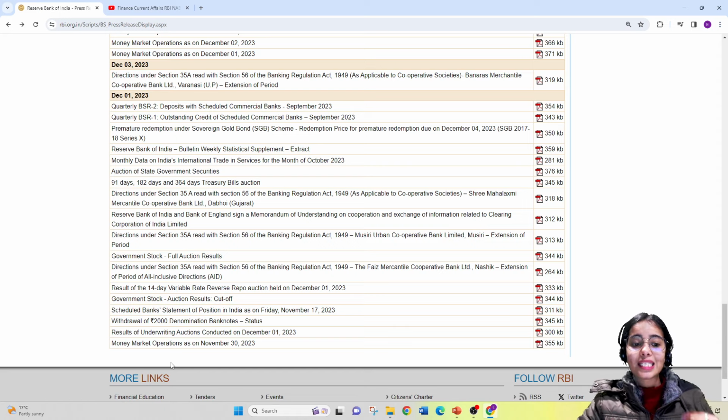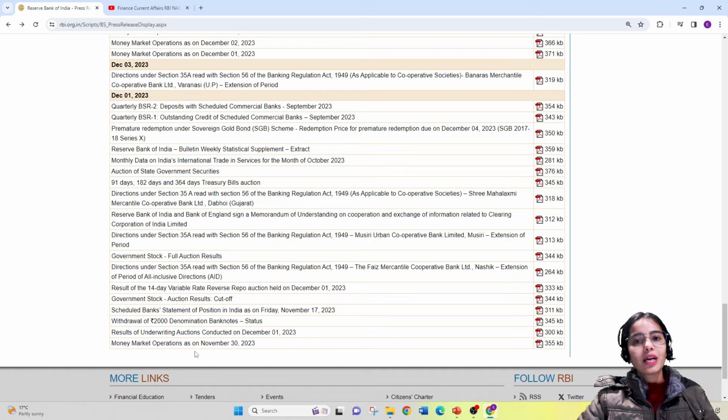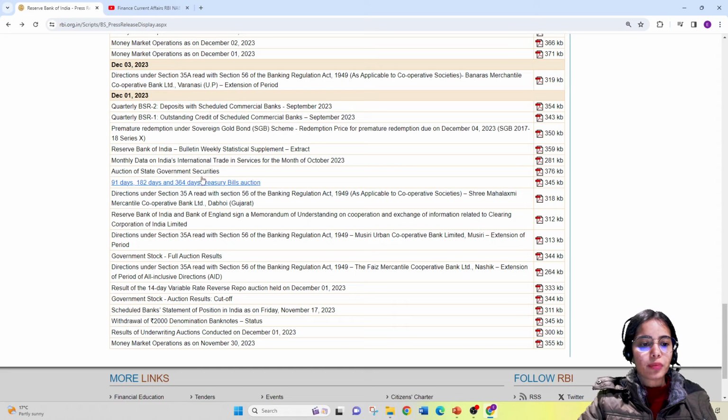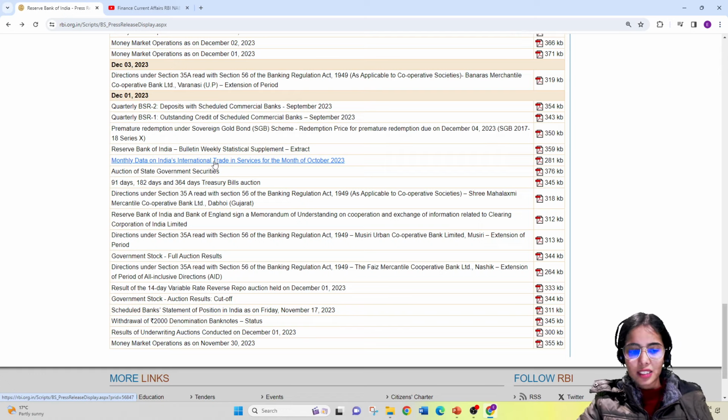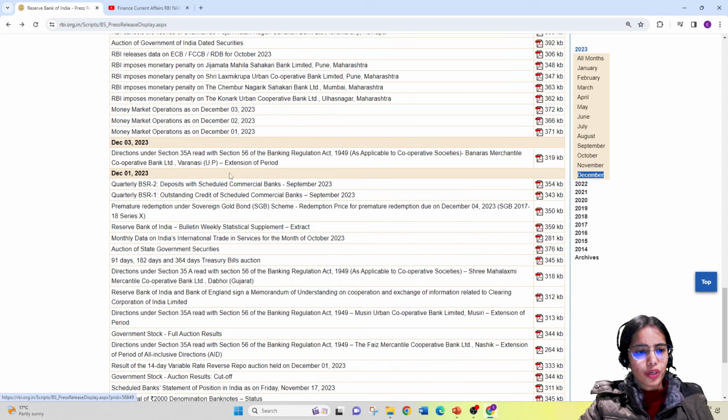But if the RBI is signing a MOU with the Bank of England or with a particular entity, that becomes important, right? So here, treasury bill auctions, that is the duty of RBI, operation of RBI, auctions happen on a daily basis. Okay, so you can leave it. Monthly data, it is data for the month, that is not important. Quarterly data also, for now it is not important. Again, the directions have been released for a particular cooperative society, not important.